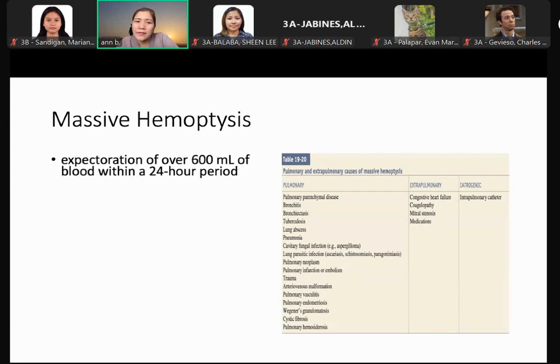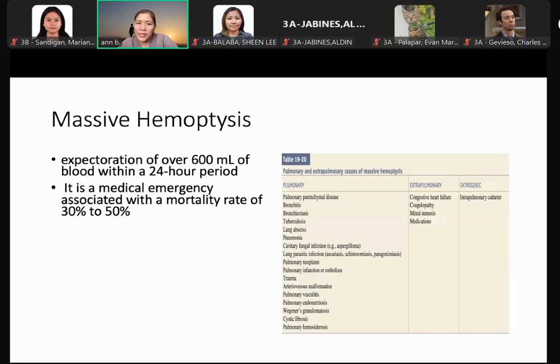So we have here a massive hemoptysis. By description, it is an expectoration of over 600 ml of blood within a 24-hour period. It is a medical emergency and associated with a mortality rate of 30 to 50%. So I have here the pulmonary and extrapulmonary causes of massive hemoptysis. Be sure to know this one. And which is, as I have said, TB. Bronchiectasis is common in our locality, so be sure to note that one.